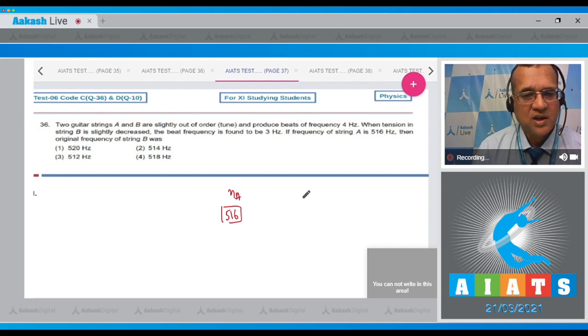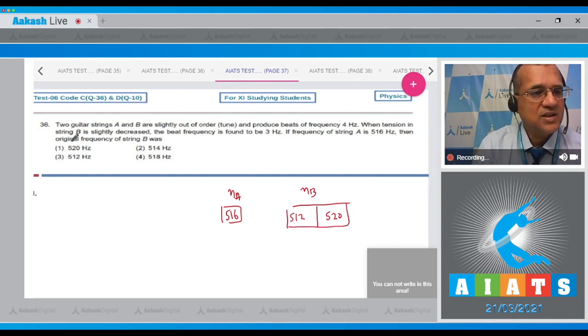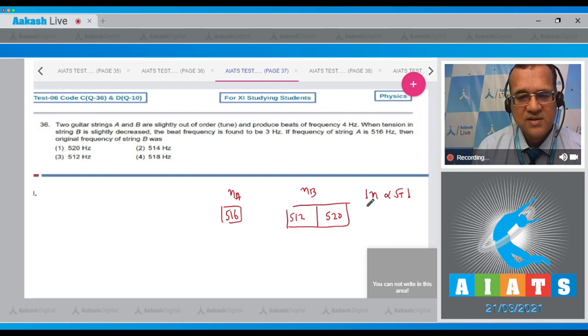That is fixed. Now with B, 4 beats are heard. So with 4 beats, the frequency can be either more or less than this, so it could be 520 Hz or 512 Hz. Now it says that when the tension is slightly decreased, the frequency will decrease. So either of these values will go down, depending upon how much tension you are reducing.